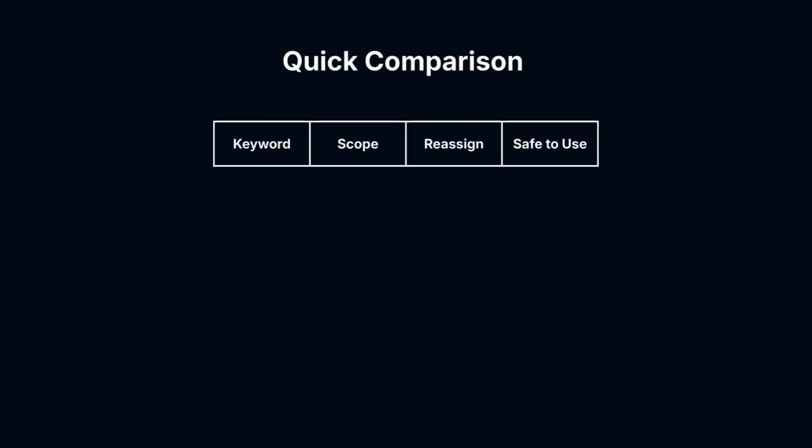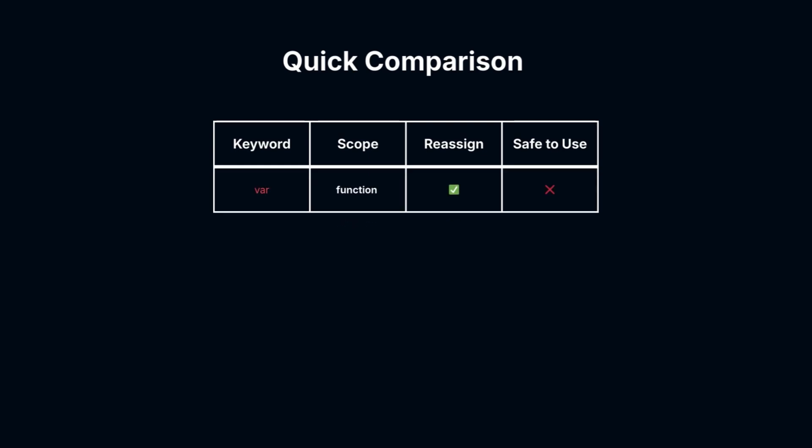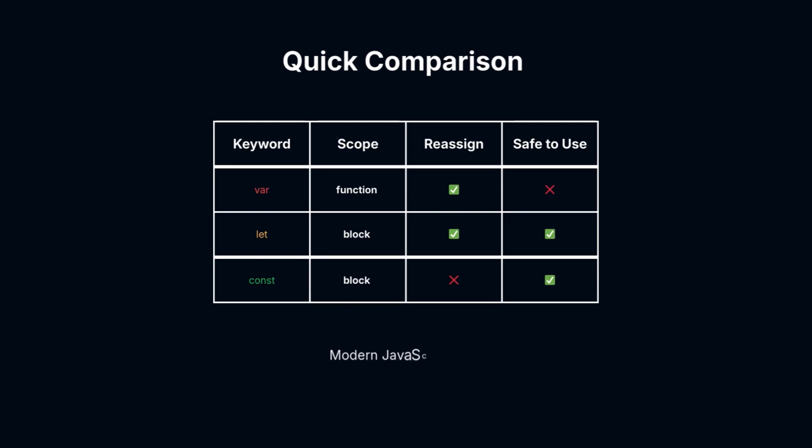So let's do a quick comparison. Here we have this comparison based on scope, reassignment, and safety to use. So var is function scoped. It can be reassigned, but it's not safe to use. Let is block scoped. It can be reassigned, and it's safe to use. Const is block scoped again. It cannot be reassigned, and it's best to use.